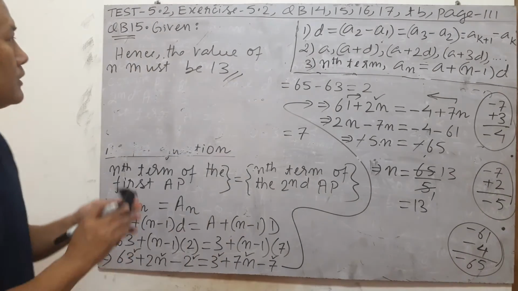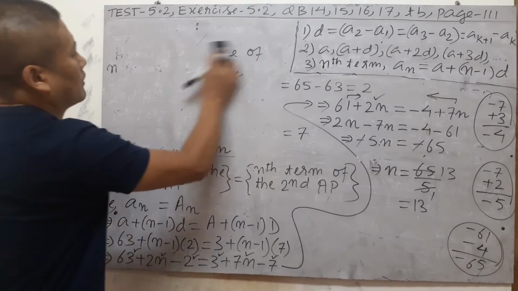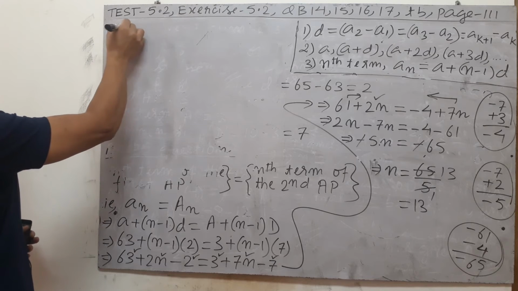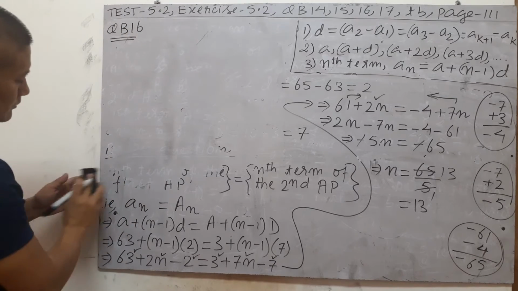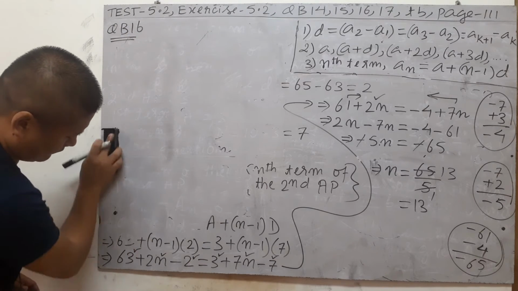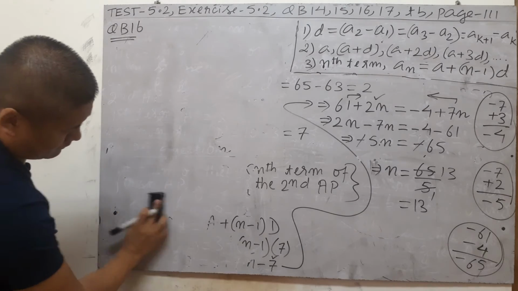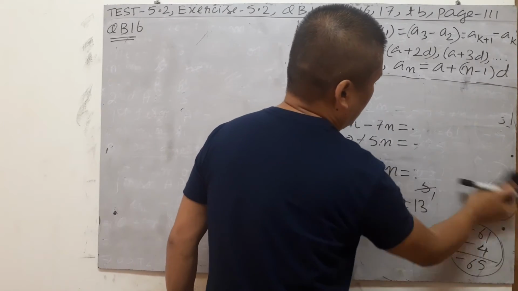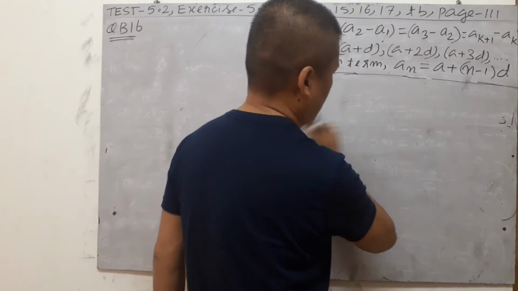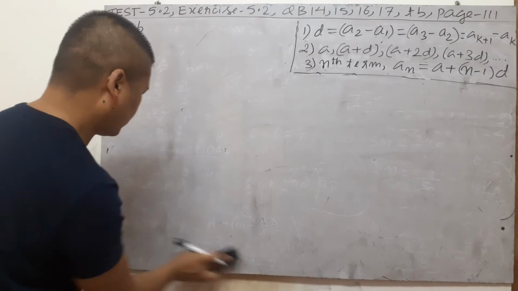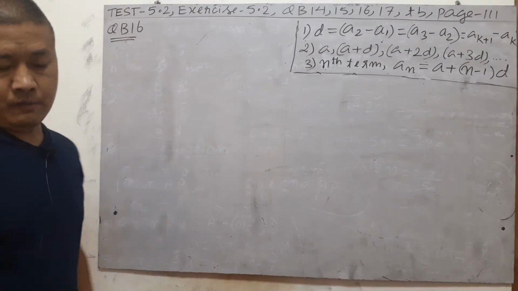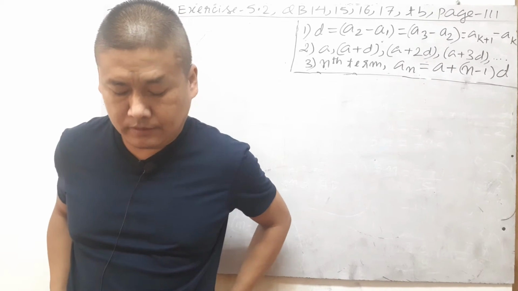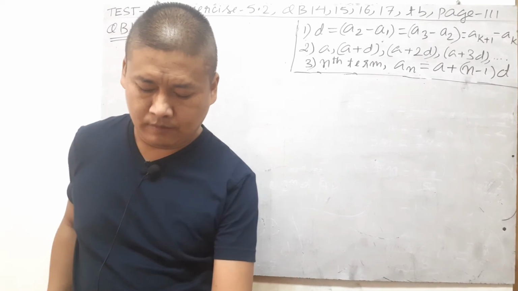Then 16, 17, two more questions. So 16, question number B16, next one. So let me read the question for us. B16. Determine the AP whose third term is 16 and the seventh term exceeds the fifth term by 12.